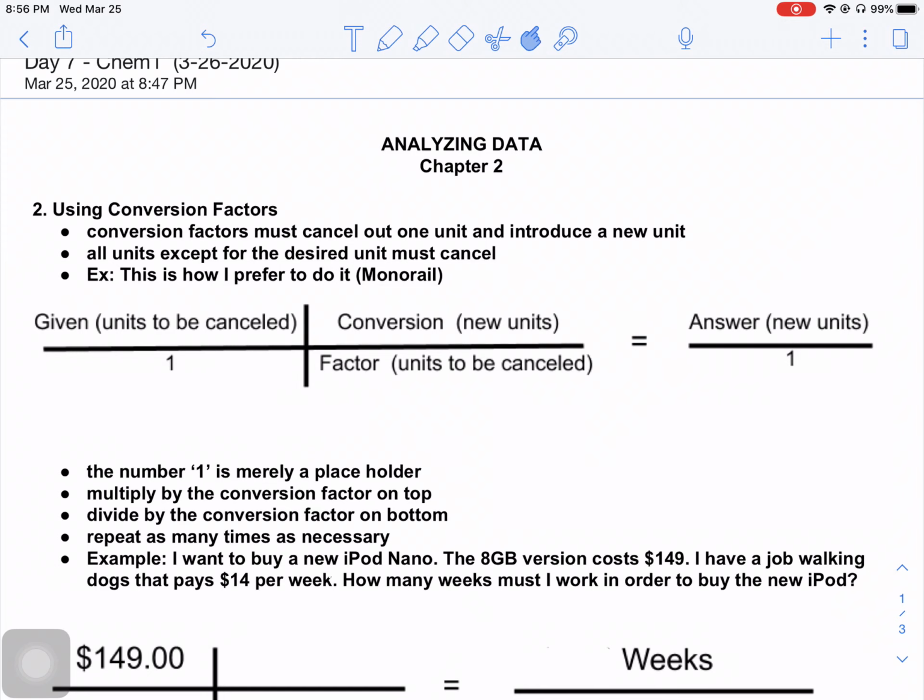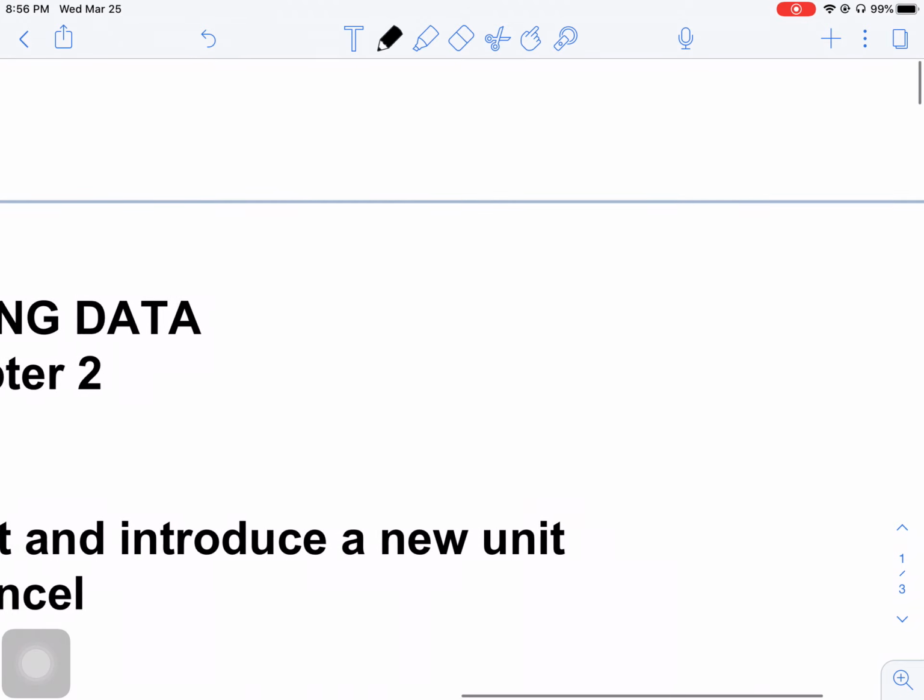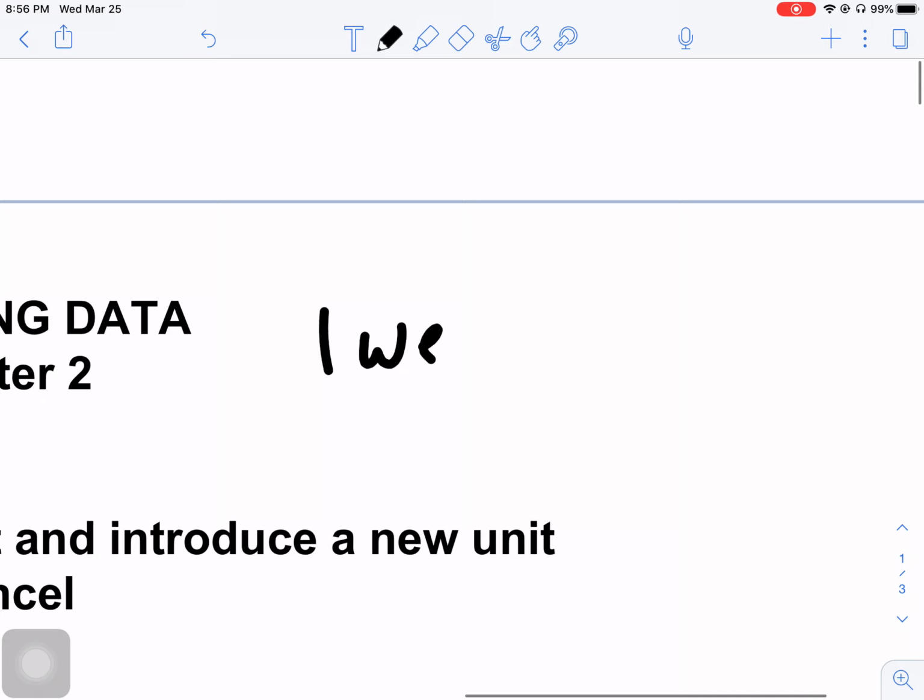Today's topic is using conversion factors or dimensional analysis. Now let's do a quick review. We kind of know what a conversion factor is. Let me give you a quick example. We could say that 1 week is equal to 7 days.